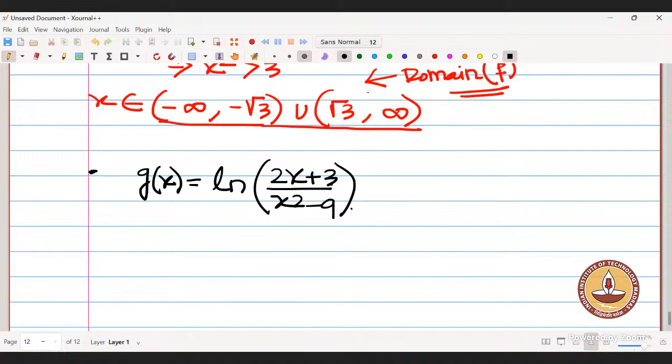The entire real line except 3 and -3. How? Can you tell me how you are getting this? Sir, we are checking whether this (2x plus 3) upon (x square minus 9) is a part of the real numbers or not. It should be positive also, greater than 0, not equal.